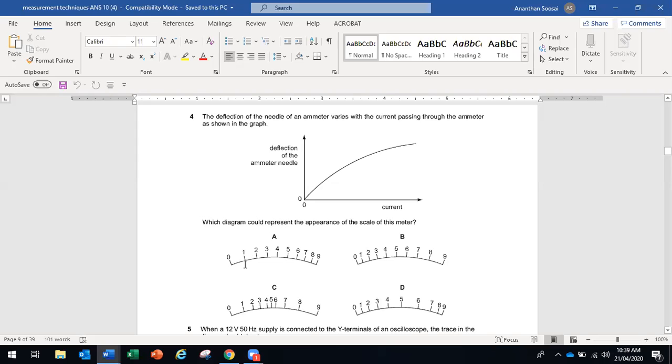Very sensitive at a low current. See, very wide means very sensitive. And towards the end, it's less sensitive. The needle less sensitive, we never deflect that much. So this is how the graph looks like. Okay. Can you draw for me how the graph looks like for B, C, and D?